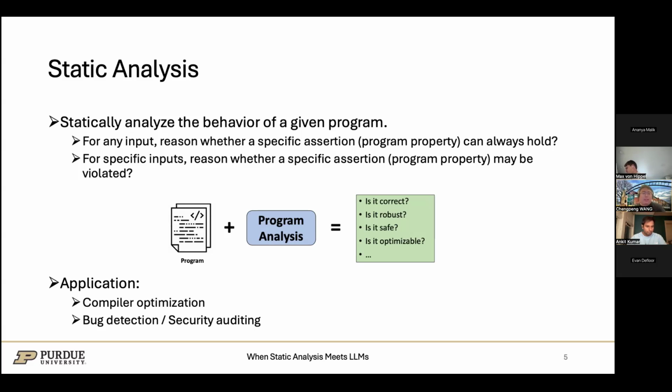After obtaining answers to these questions, we can build different applications upon the program. For example, we can do compiler optimization, right? We can delete some dead code if the code is never executed. And in the past several years, actually the past 20 or 30 years, a very, very successful application of static analysis is bug detection or security auditing.